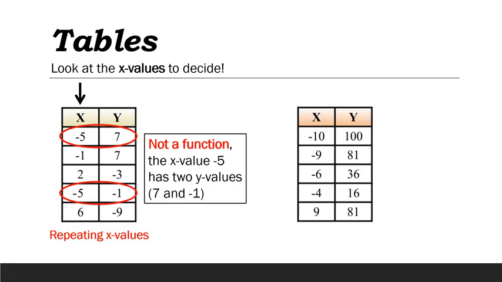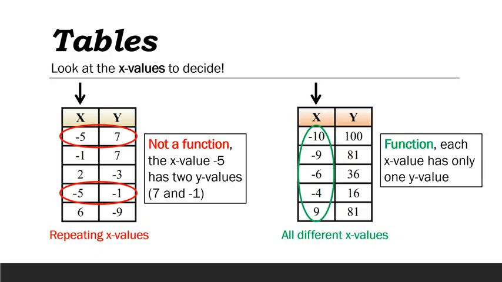Here's another example. Look at your x column. You're checking for any repeating x values. And this time, everything is different in the x column, which means that no x values got repeated, which makes this a function, because each x value has only one y value for this table.